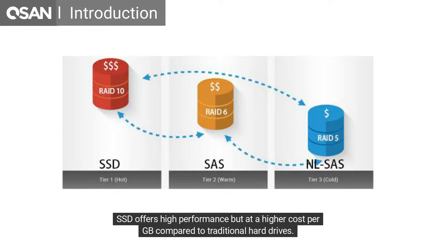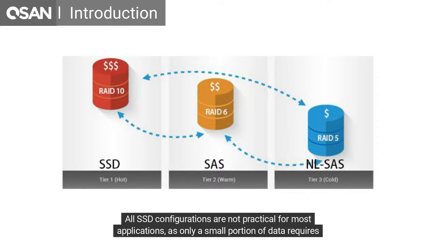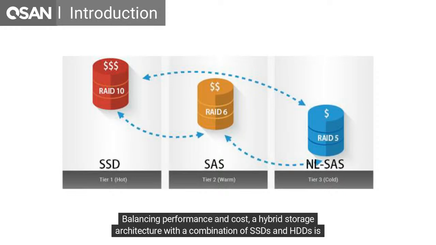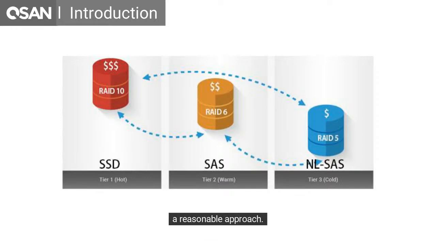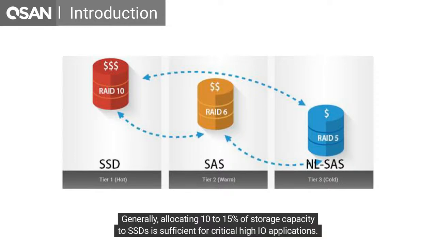SSD offers high performance, but at a higher cost per GB compared to traditional hard drives. All SSD configurations are not practical for most applications, as only a small portion of data requires SSD. Balancing performance and cost, a hybrid storage architecture with a combination of SSD and HDD is a reasonable approach. Generally, allocating 10 to 15% of storage capacity to SSD is sufficient for critical high I/O applications.